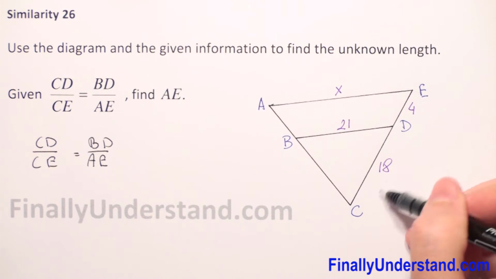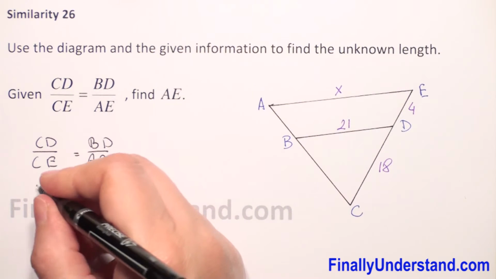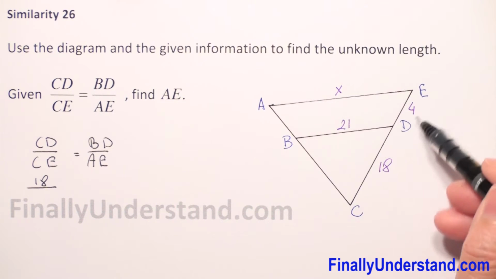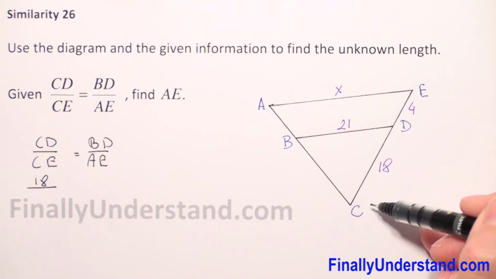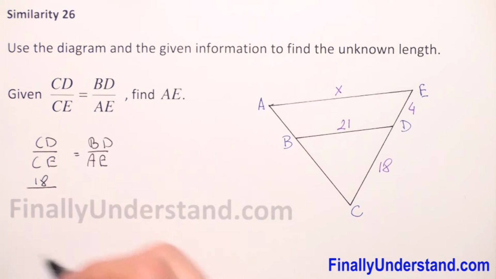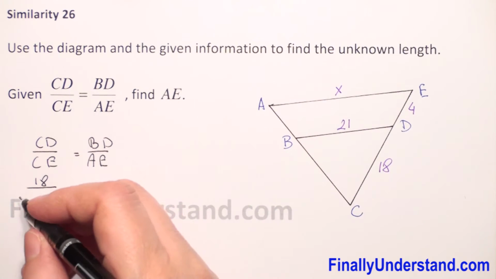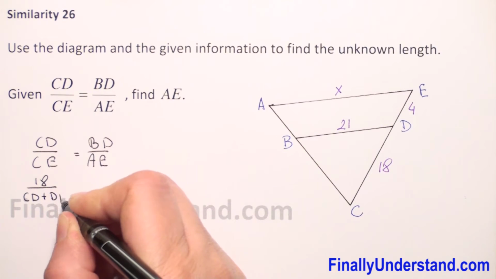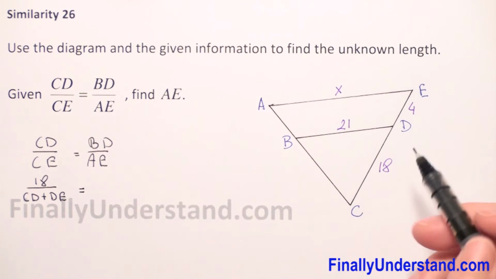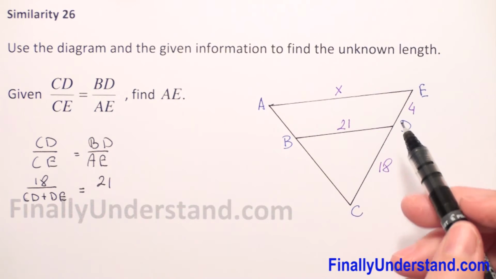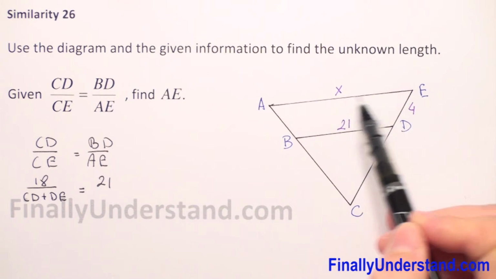CD is given that this is 18, so we substitute 18. CE, what is CE? CE is CD plus DE, and we have given CD and DE. So I can write that CE is CD plus DE. So this is equal, and BD is 21. What else? AE is our x.